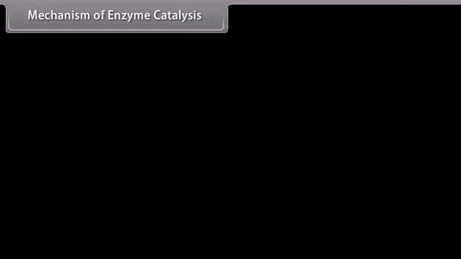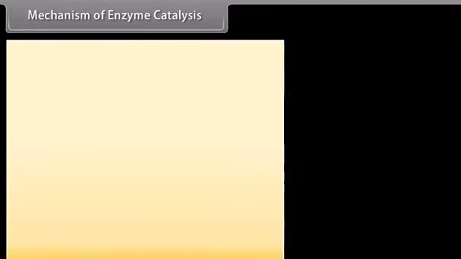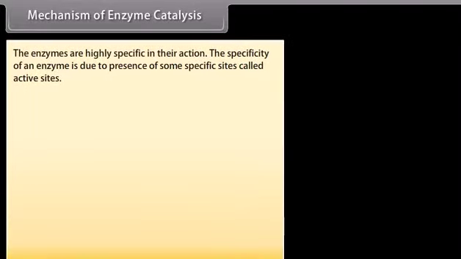Mechanism of enzyme catalysis. The enzymes are highly specific in their action. The specificity of an enzyme is due to the presence of some specific sites called active sites.